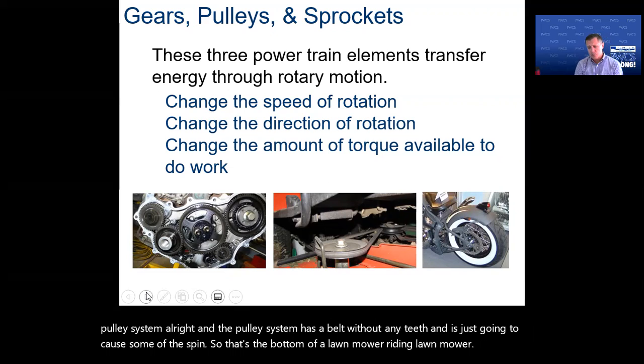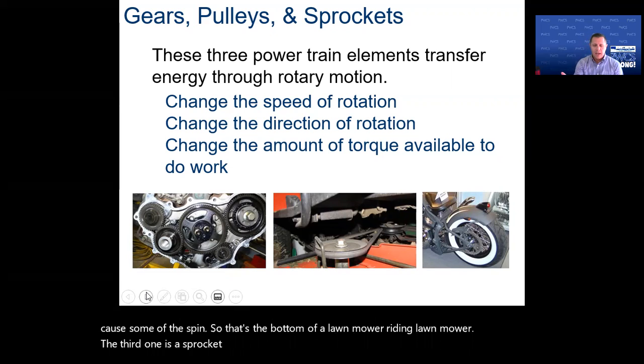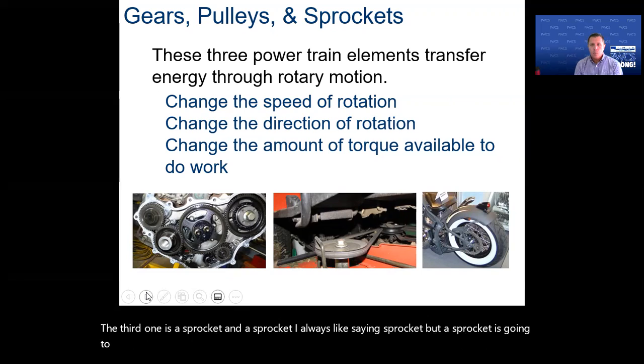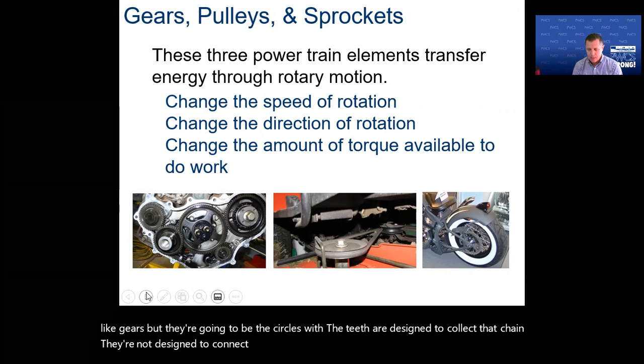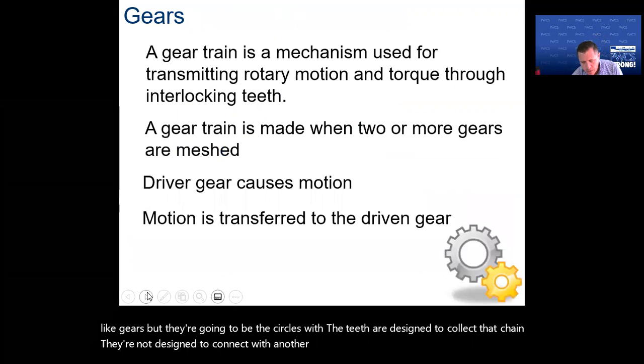The third one is a sprocket, and a sprocket is going to be a chain with teeth. If you looked at what it's connected to, they almost look like gears, but the circles with the teeth are designed to collect that chain. They're not designed to connect with another gear. All right, so there we go. Let's do a quick rundown.